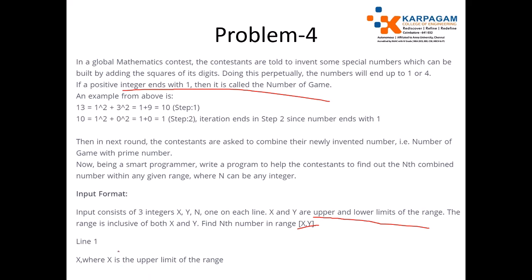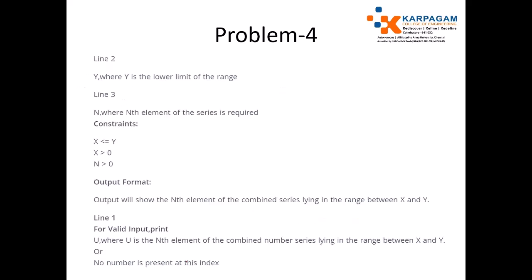In line 1, x is the upper limit of the range and y is the lower limit of the range, and in line 3, n is the series element required. Consider x less than or equal to y, x greater than 0, and n greater than 0. The output will show the nth element of the combined series lying in the range between x and y.